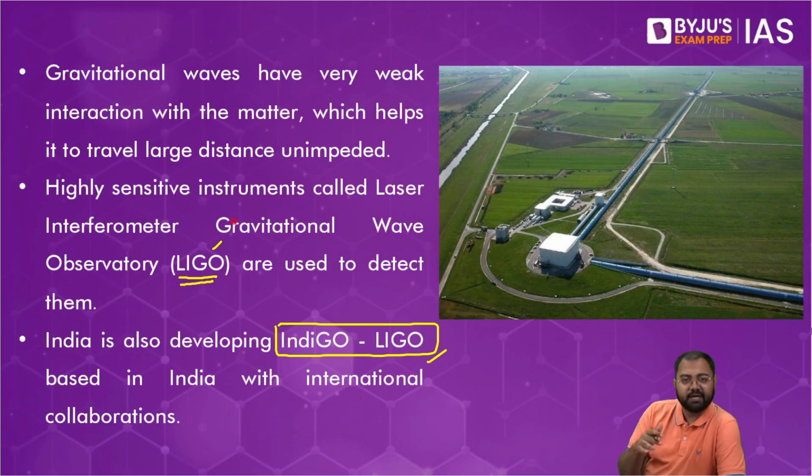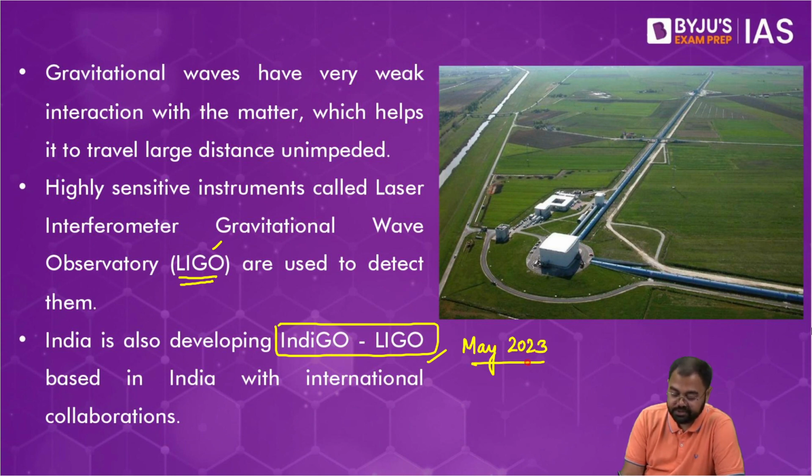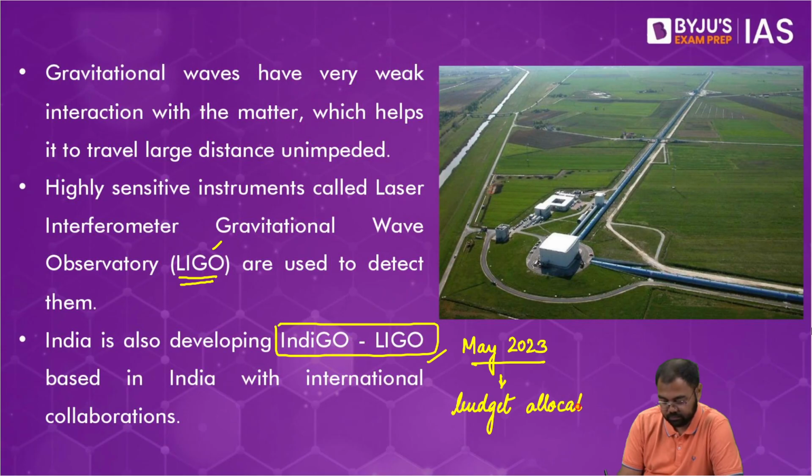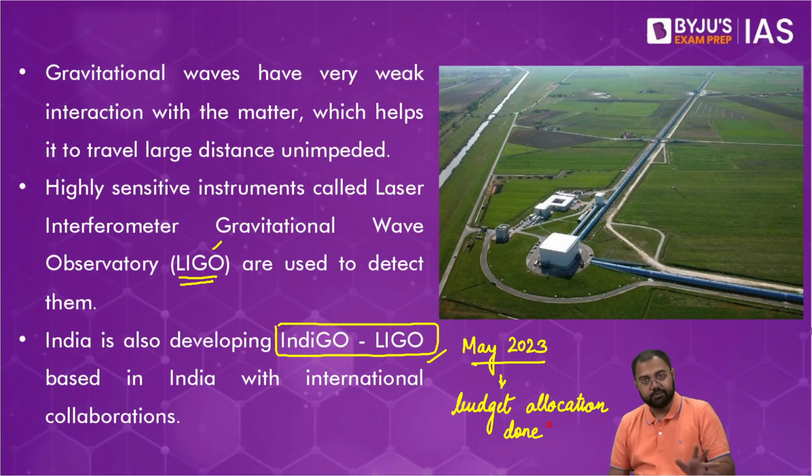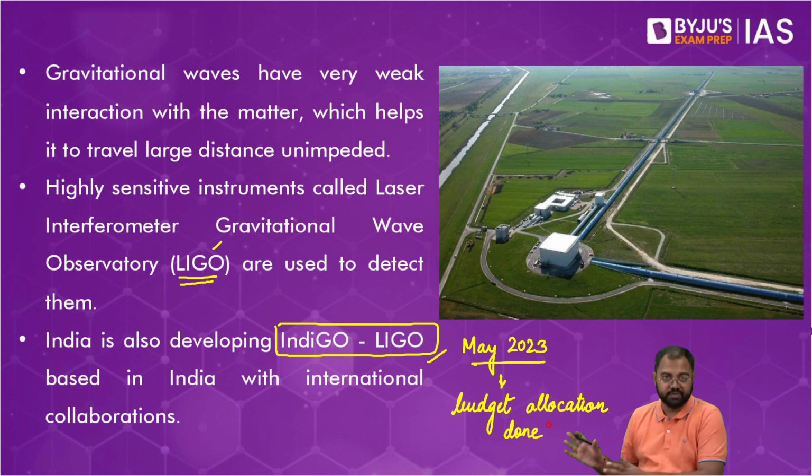India announced it, but very recently, just a few months back, in the month of May 2023, finally, budget has been allocated. Budget allocation has finally been done for the Indigo LIGO project that India is working on. So now this is a step forward. The announcement had happened a long time back, but now budget allocation has been done, and India is moving forward with its own gravitational wave observatory.